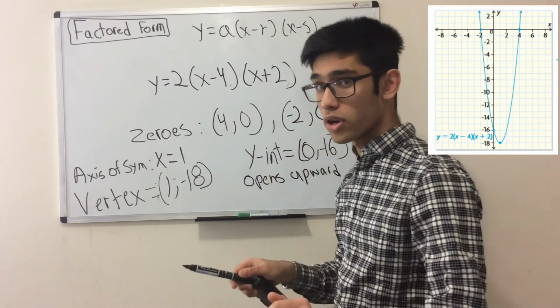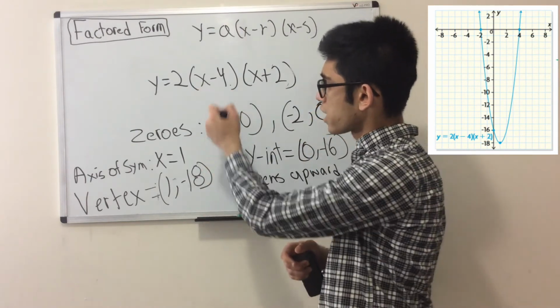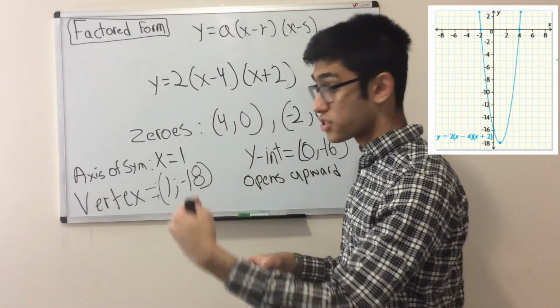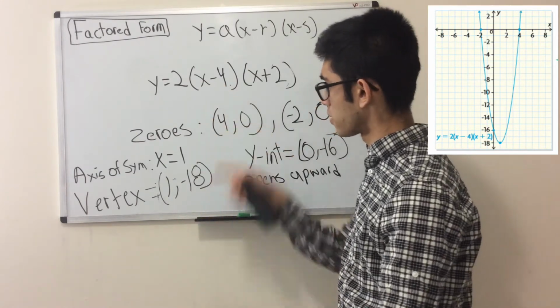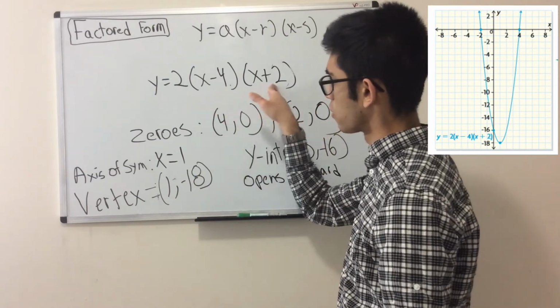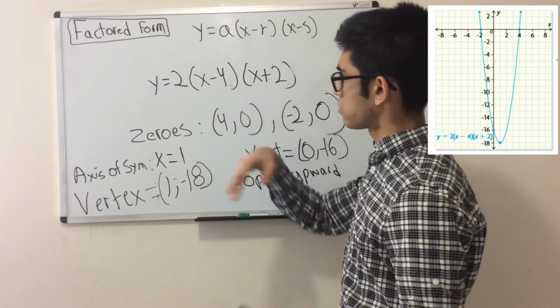Again, be careful when you're writing the zeros. It's not (-4, 0), it's actually (4, 0). So whatever number is in there, you switch the sign. Negative 4 turned into (4, 0), and 2 turned into (-2, 0). These will give you your zeros. And that should be it.